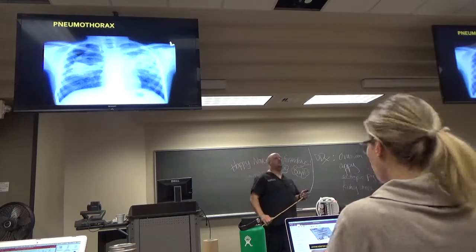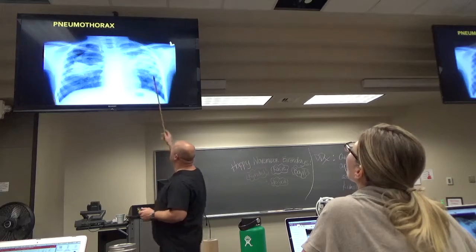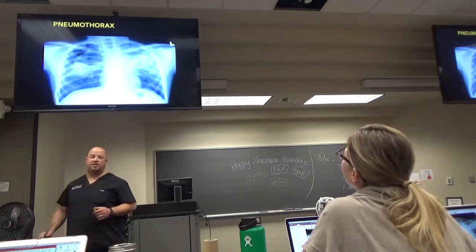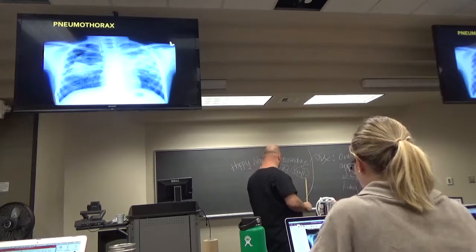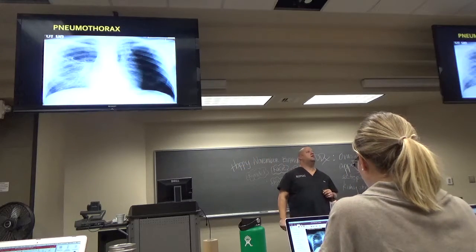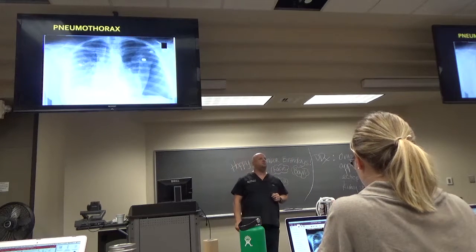So this patient obviously has a pneumothorax, pretty easy to see. What else do they have? What is that? Yeah, PCP pneumonia. It's an HIV patient with PCP pneumonia and pneumothorax. Pretty easy to see some of these pneumothoraces, okay?